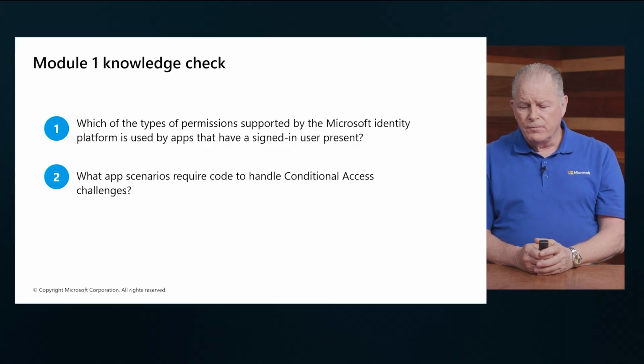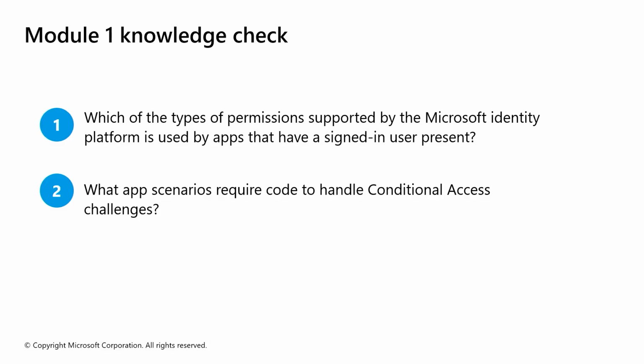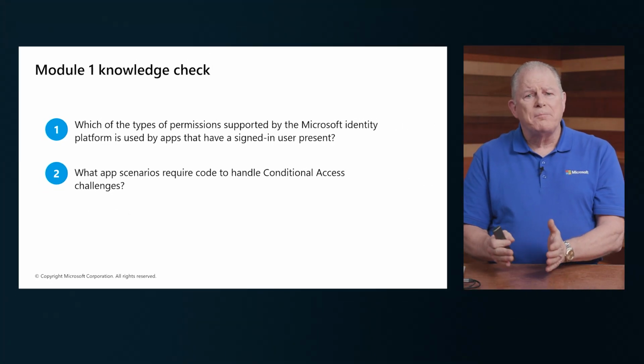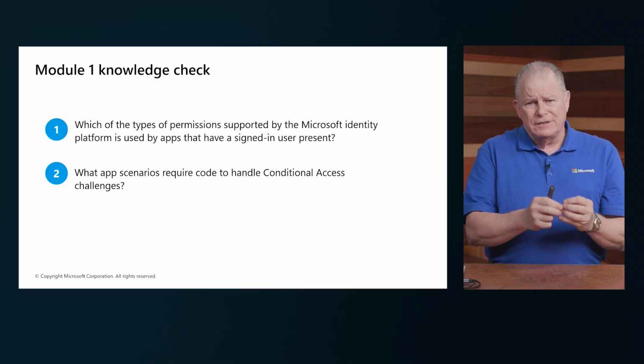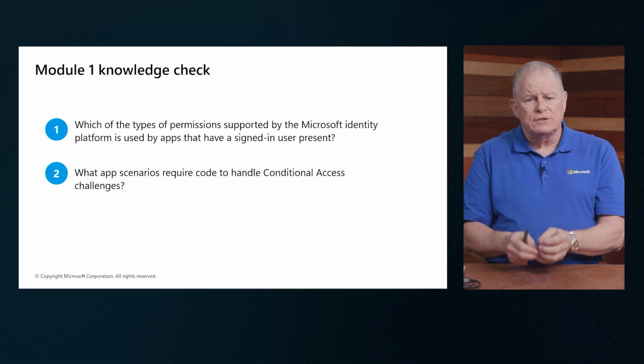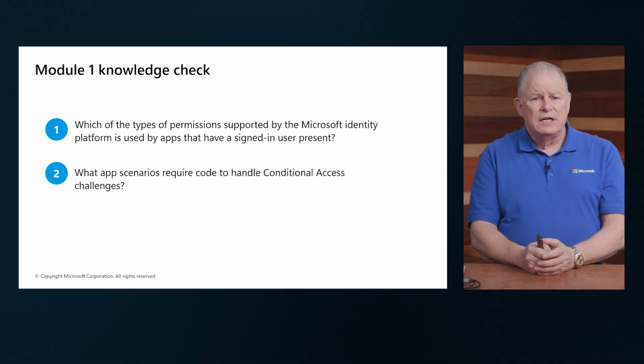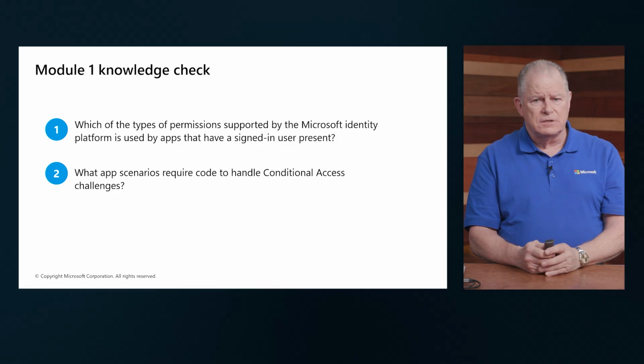So question number 2. What app scenarios require code to handle conditional access challenges? Go ahead and stop the recording for a second. So those would be apps that perform on behalf of. So it's going to perform the app on behalf of it. It's going to then require that user to potentially pass some conditional access to be able to gain access to the resources that it's working with.